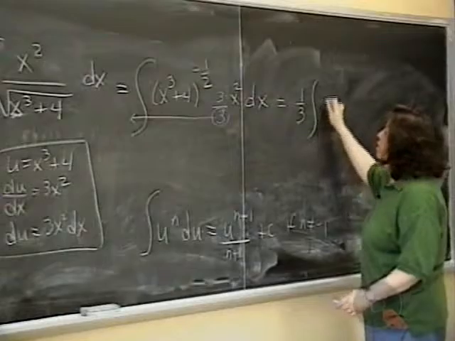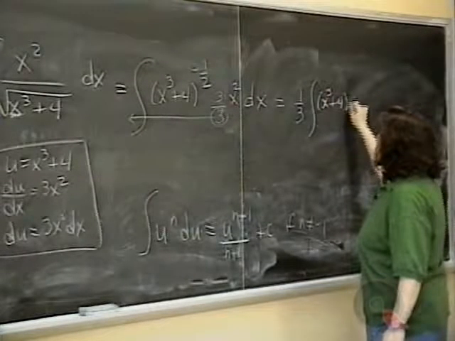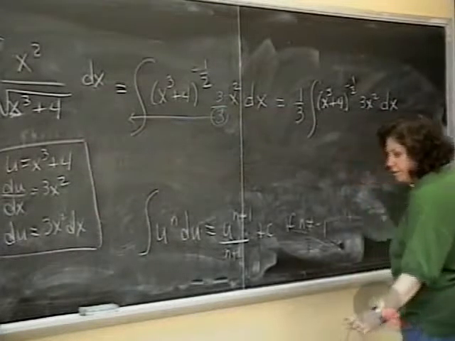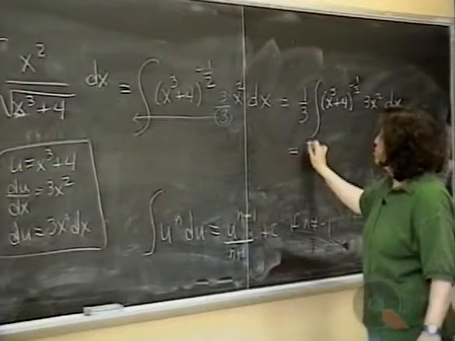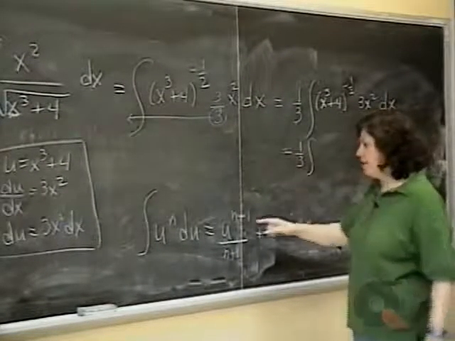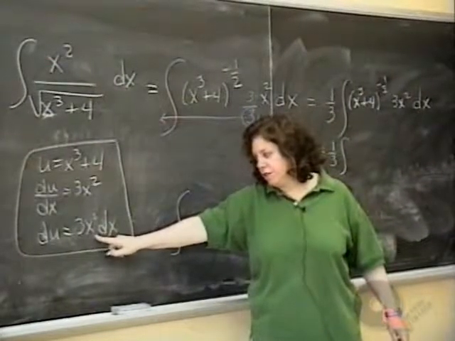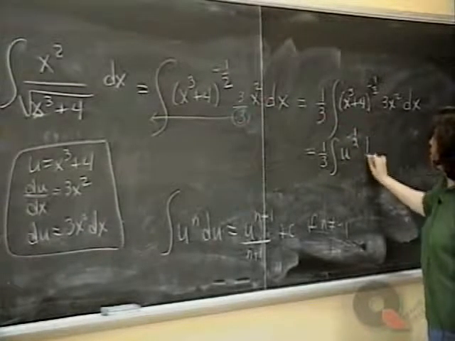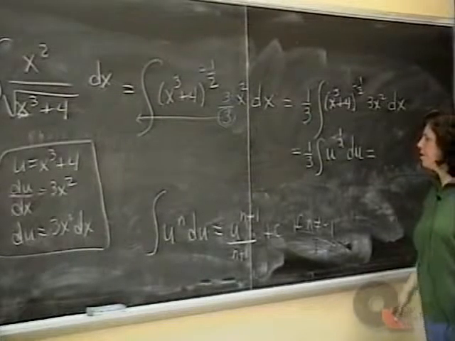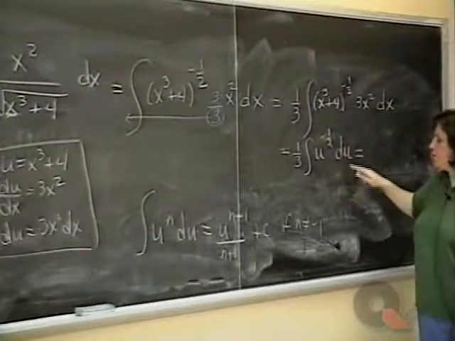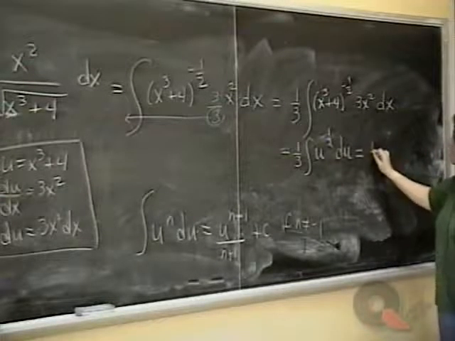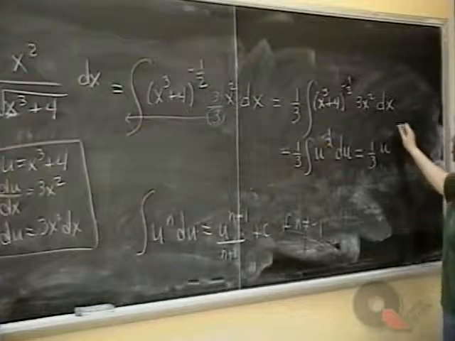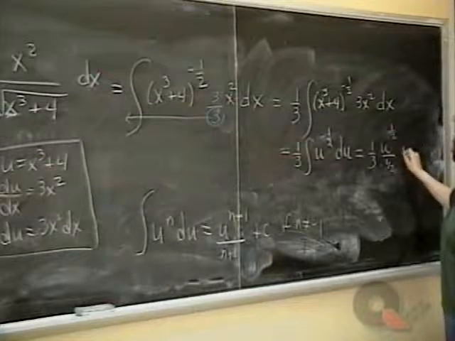And the antiderivative of x cubed plus 4 to the minus 1/2 times 3x squared dx. Now, this is 1/3 antiderivative. Now, u is x cubed plus 4. Du is 3x squared dx. So this is really u to the minus 1/2 du. 1/3 u to the n du, exactly. So to anti-differentiate, 1/3 u to the 1 more power, add 1, so minus 1/2 plus 1, 1/2, over the new power plus c.